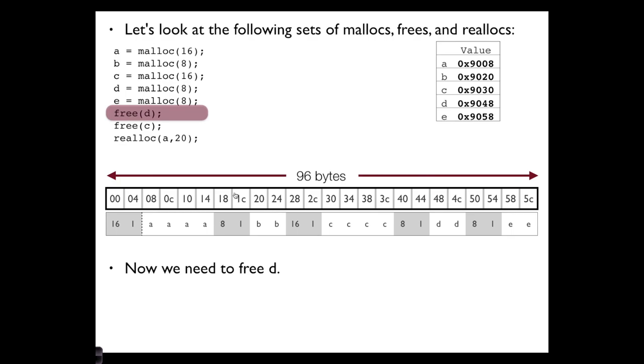But we can free some things. If we say free D, well, how do I find where D lives here? No, you don't start from the header. You go right to the location there. D's location is 9048, and that's here. And you go how many back? 8 back, right, to get to here. And you go, there's where the header starts. Pointer arithmetic. It is so easy to free.